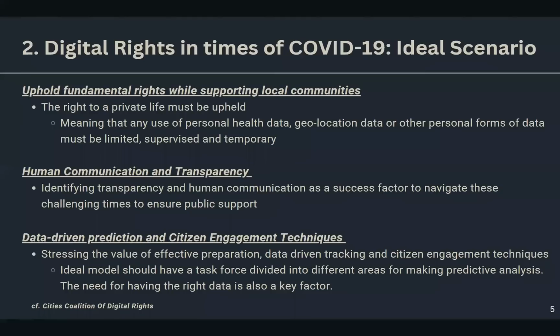Next, we have the ideal scenario in case of the COVID-19 crisis, which sets upon a tripod. Number one, upholding fundamental rights while supporting local communities, meaning that any use of personal health data, geolocation data, or other personal forms of data must be limited, supervised, and temporary. Secondly, we have human communication and transparency, which is a success factor to navigate these challenging times and to ensure public support. Thirdly, we have data-driven prediction and citizen engagement techniques, which stress the value of effective preparation, and the ideal model focuses on a task force divided into different areas for making predictive analysis. The need for having the right data was also the key factor.